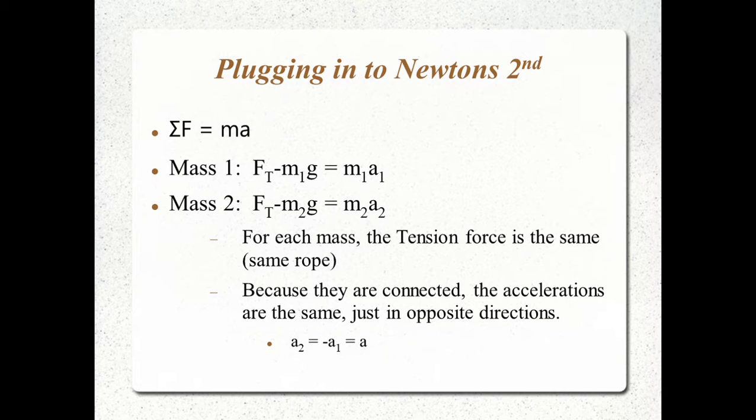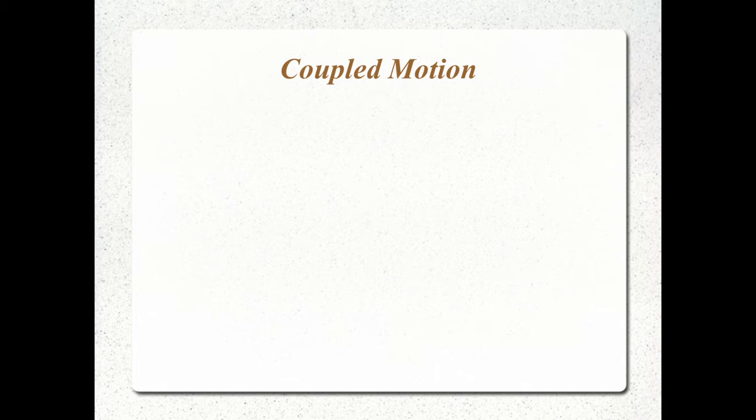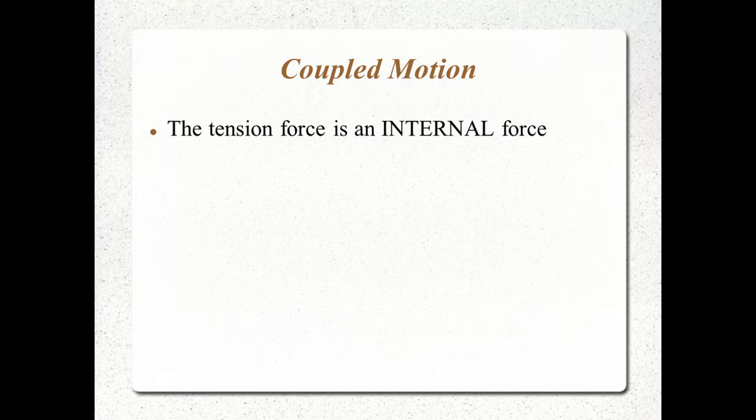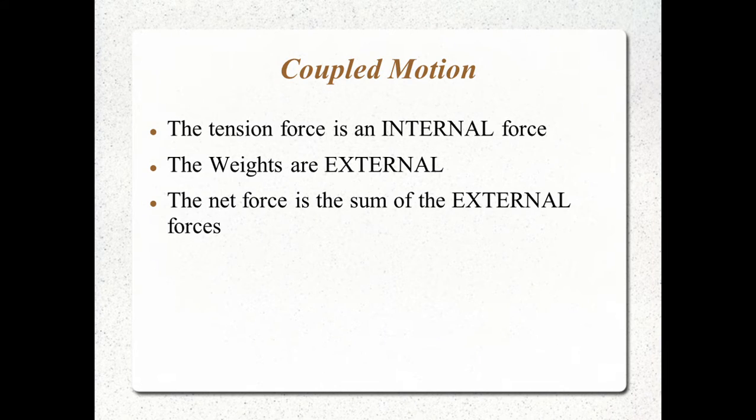This full version of Newton's second law allows us to solve for any internal forces in our system, the tension force in this case. But for coupled motion, when things are moving together, the tension force is that internal force. It's part of our system. The rope is accelerating along with the masses. The weight is the external force, but the weight on each side is trying to get it to rotate a different direction. So the net force is the sum of the external forces.